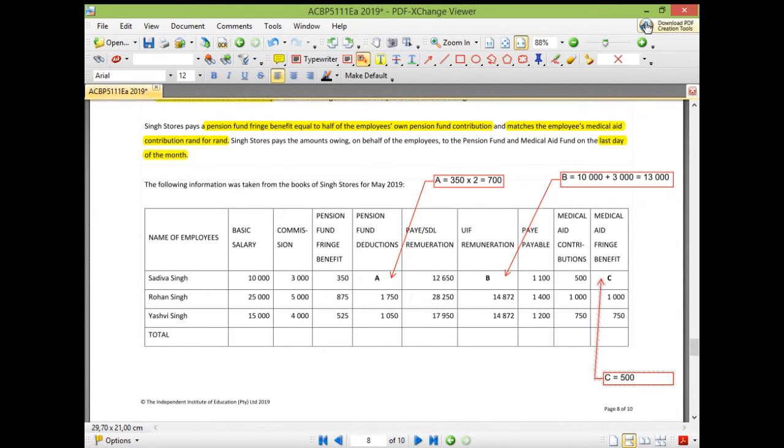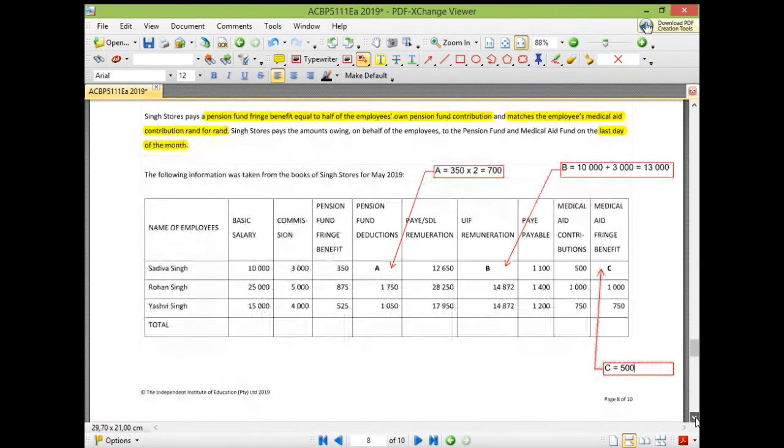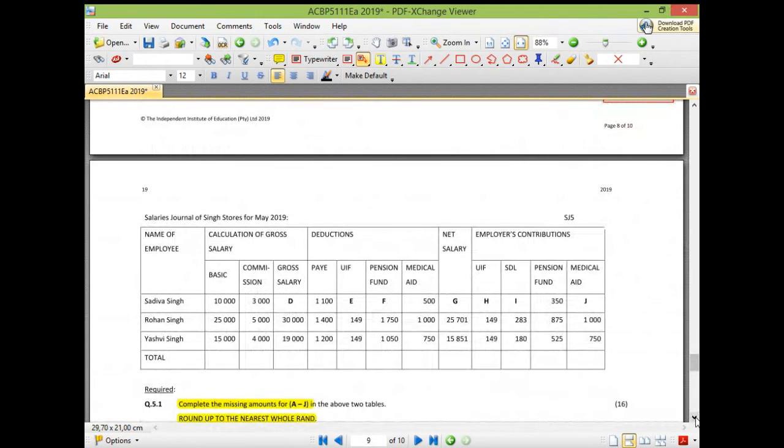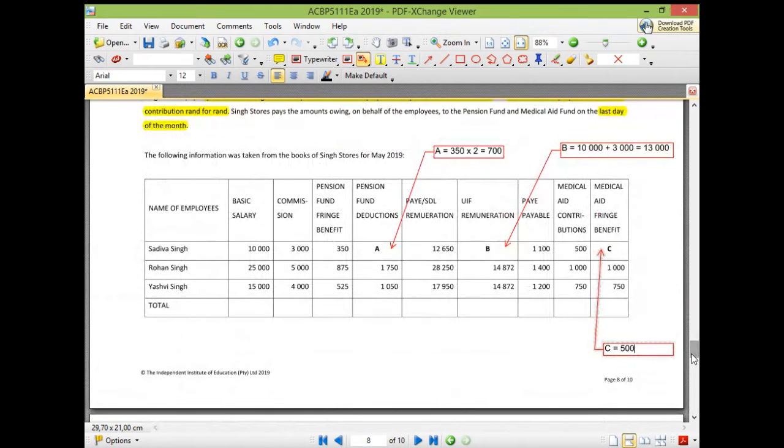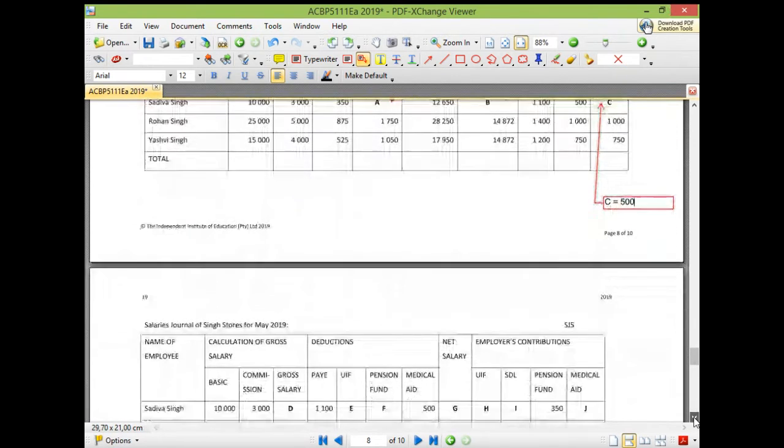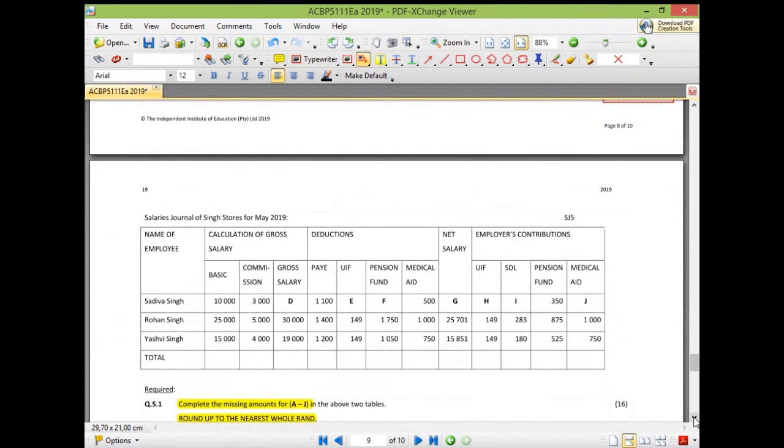So C is 500. Now you can see, based on this table, if you don't understand what the information is, you will not know how to calculate A, B, and C, and then you will struggle to complete the rest of the question. Now if we move on, now we're looking at the salaries journal. Now the salaries journal is captured, the information is captured from the information on the first column or first table. That information is what you use to capture your salary journal. So let's see what information is missing.